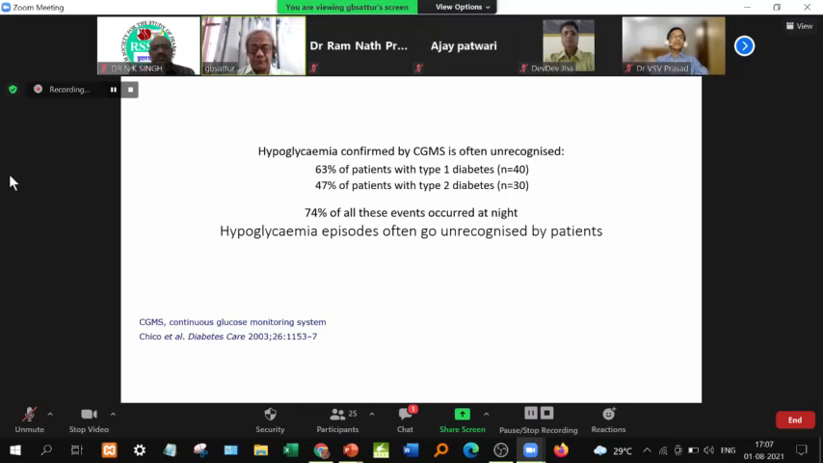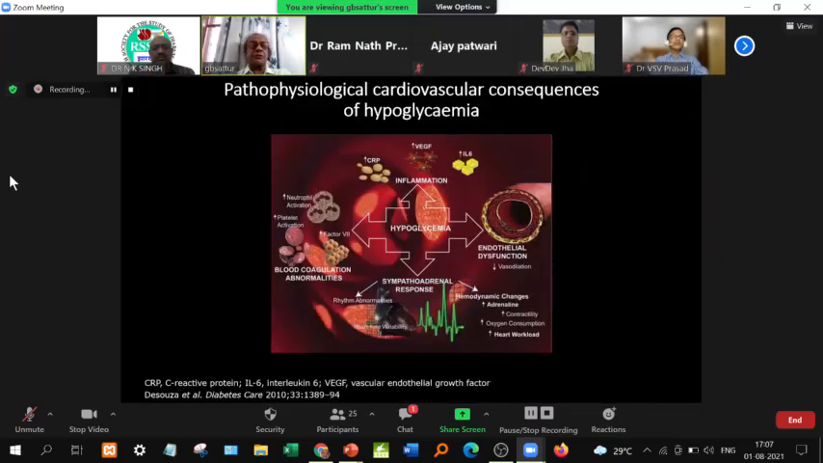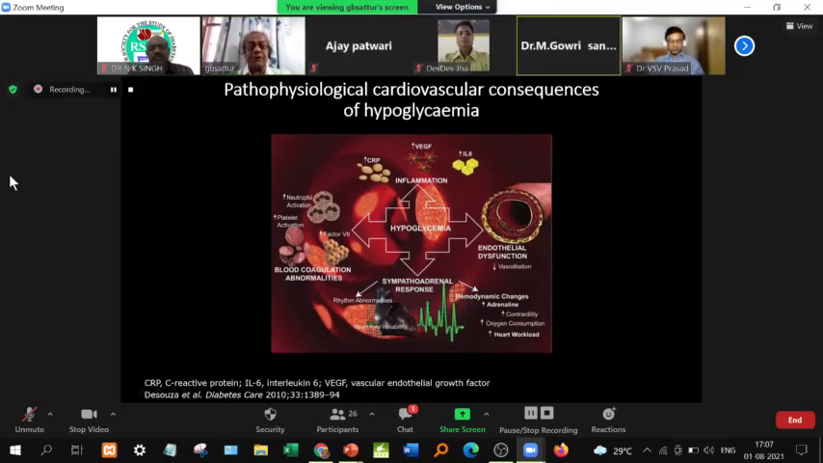So this is very common, and one of the worst consequences is the pathophysiological cardiovascular consequences. I don't want to go into the detail, but it could exacerbate the inflammatory markers, and it could also exacerbate blood coagulation abnormalities like increased platelet activation. In fact, there could also be endothelial dysfunction. And we know there could be a sympathoadrenal response where there could be rhythm abnormalities, as we can see in some of the trials that we saw in type 2 diabetes. All in all, hypoglycemia definitely leads to increased mortality in these patients.